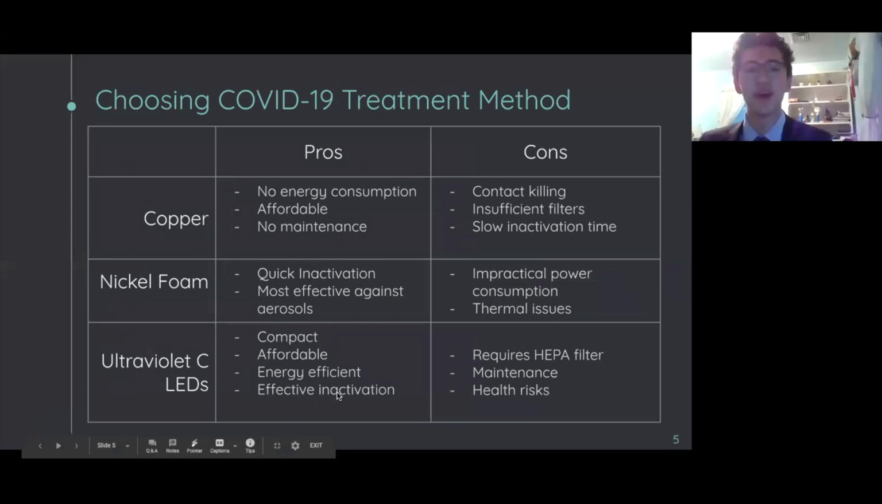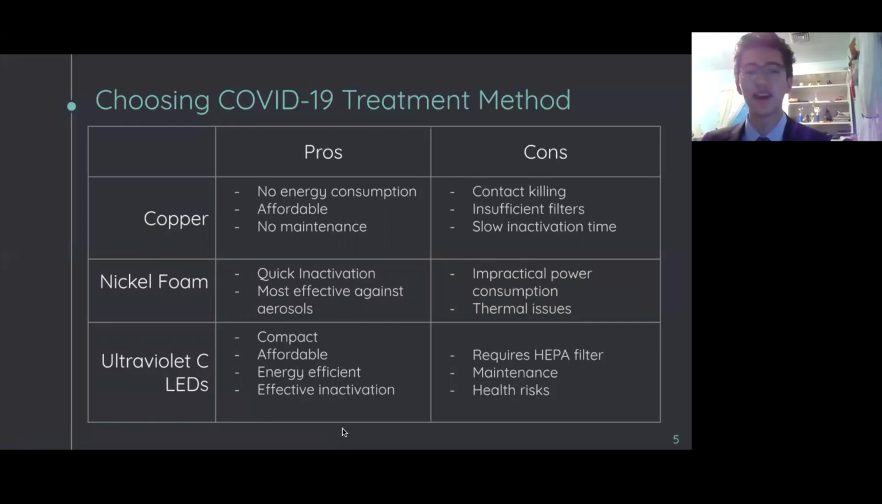Here we have 3 proven methods of inactivating the coronavirus. Copper reacts with microbial proteins and nucleic acids, destroying them in the process. However, this reaction requires hours of continuous contact, making it ineffective against aerosols. Heated nickel foam is a recent development that is incredibly effective against aerosolized coronavirus particles, but its power consumption makes it unviable for portable use.